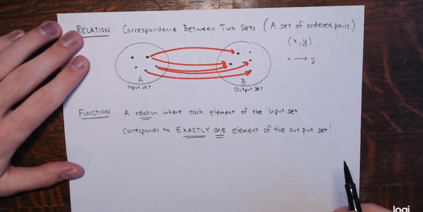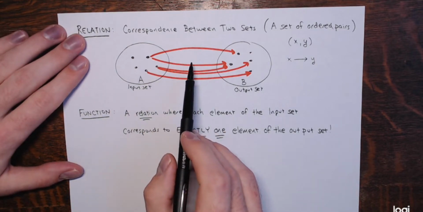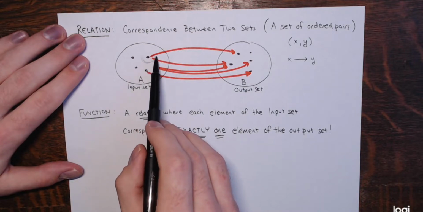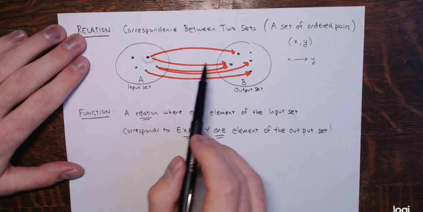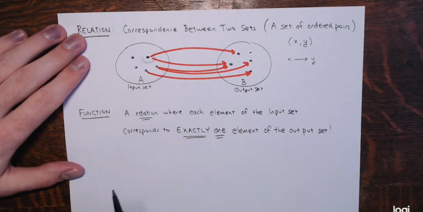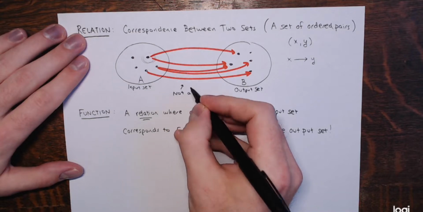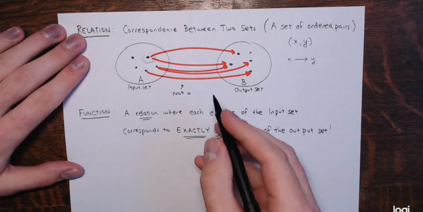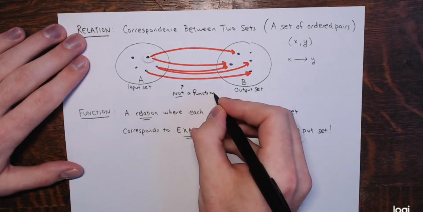So this picture I have up here would not be a function, because you see this element here from the input set maps to two different elements in the output set. That's not a function. It's a relation, and any correspondence between two sets like this is a relation, but a function is a very special kind of relation.